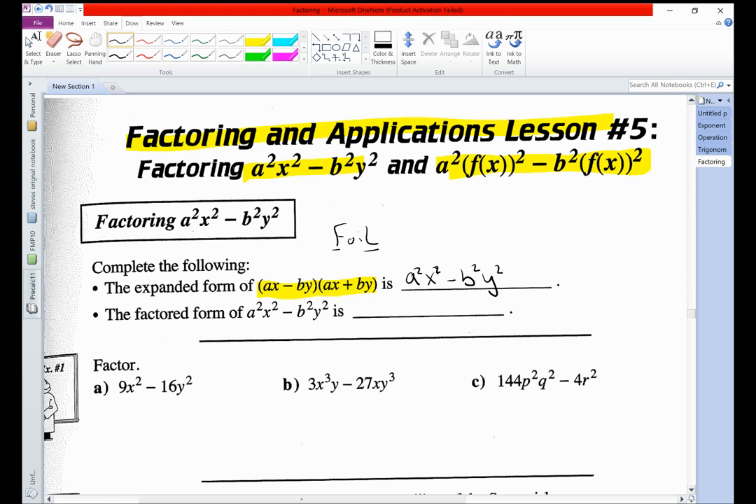So in this general form, they're saying that a and b are constants and y and x are variables. I mean, it could be either or, but I think that's what they're trying to get at here. So you could say that the factored form of a squared x squared minus b squared y squared is going to be what we just started with in the top: ax minus by multiplied by ax plus by.